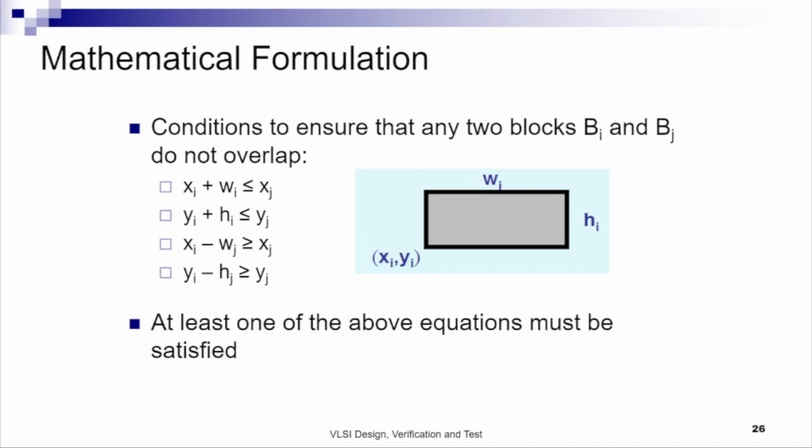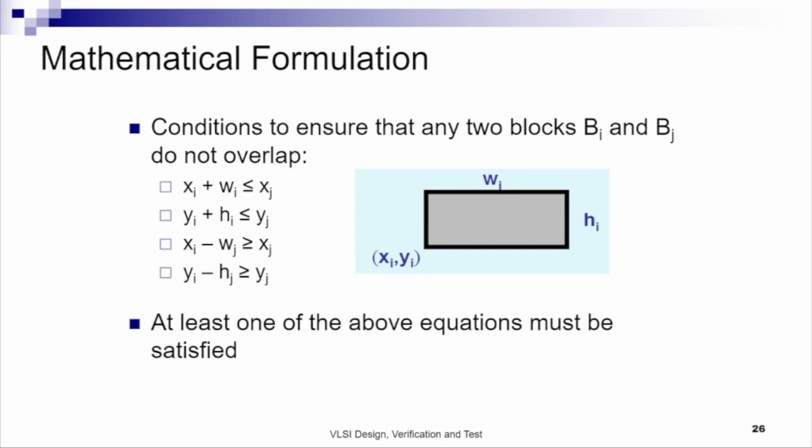So, what are they? Xi plus wi less than or equal to xj, if bj is to the right of bi. On the other hand, if bj is on the top of bi, then yi plus hi should be less than or equal to yj.